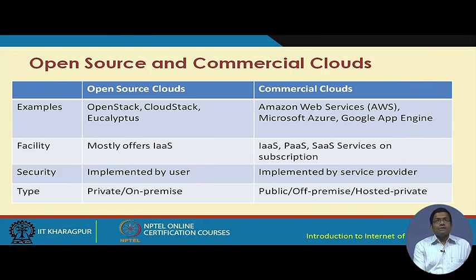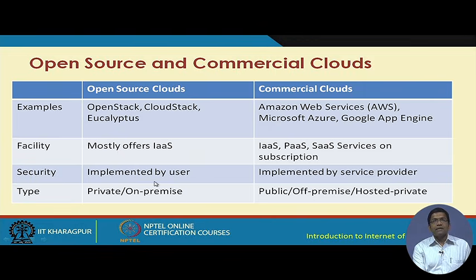So now let us look at the open source cloud platforms. These open source cloud platforms mostly offer infrastructure as a service, whereas the commercial ones offer, in addition to infrastructure as a service, platform as a service, software as a service, and so on, on a subscription basis, that means on a payment basis.